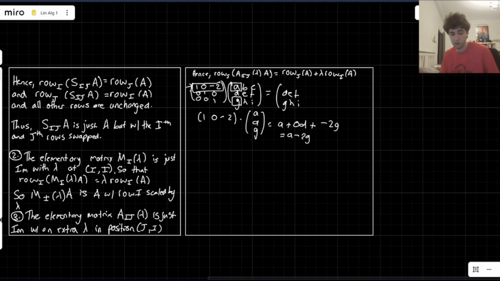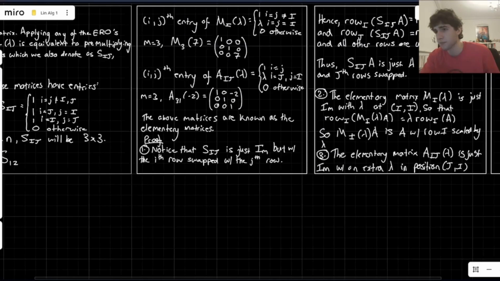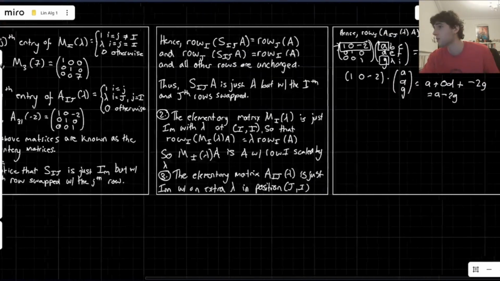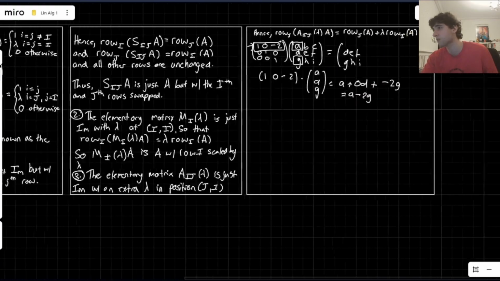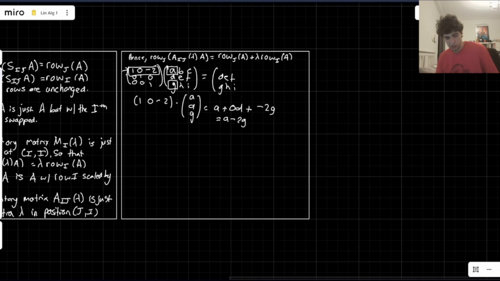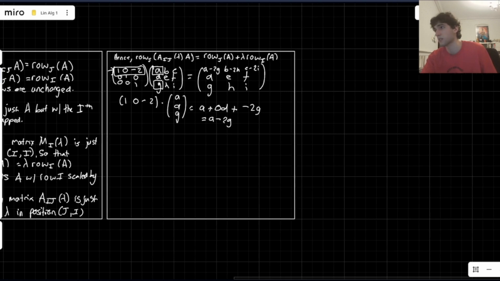You want the first row, effectively, well, in that specific case, what was capital I and capital J? It should be 3, 1. So exactly, you want to add minus 2 times the third row to the first row, and that's what you've done. Because the resultant matrix is now A minus 2G, B minus 2H, and C minus 2I. You've added minus 2 times the third row, which is GHI, to ABC. So that's D, E, F, and GHI. And that's exactly what it gives you, and that's really the intuition for it, right? That dot product is basically telling you exactly what's happening.